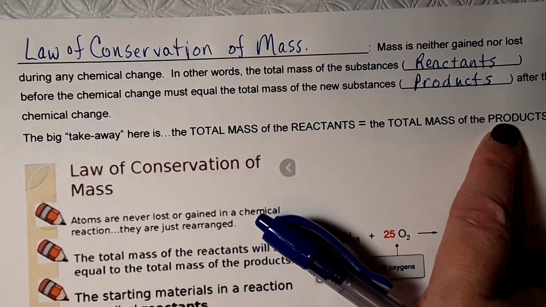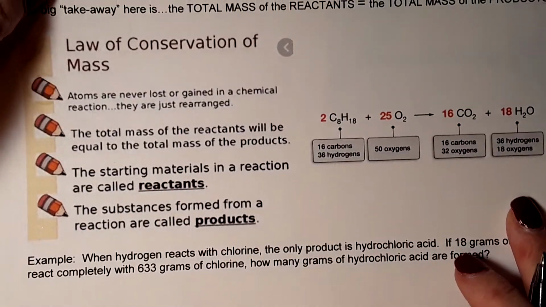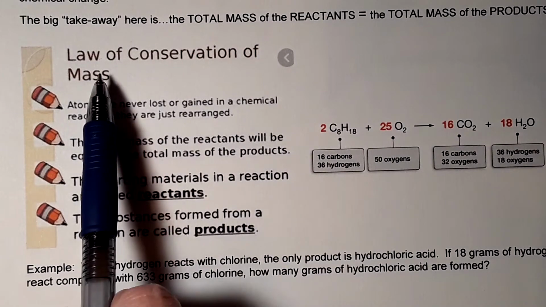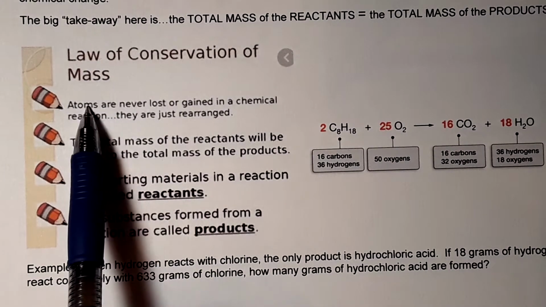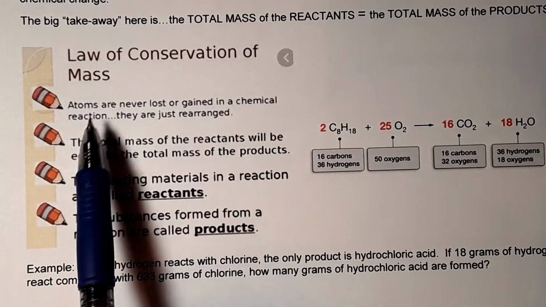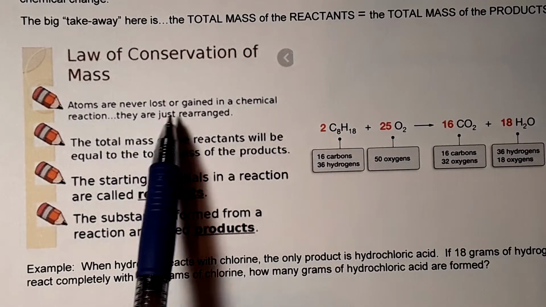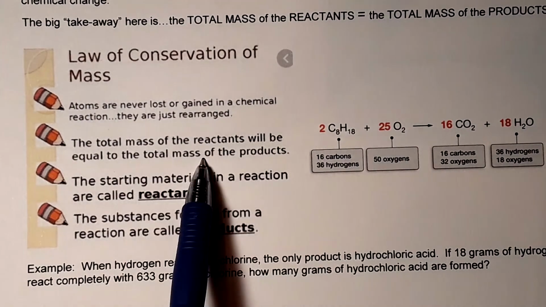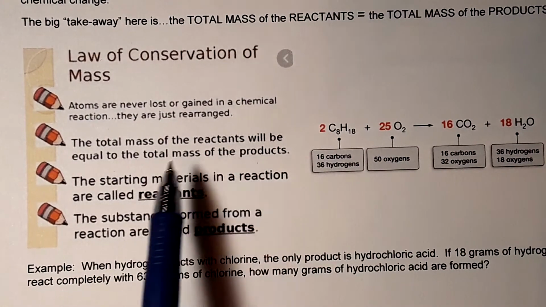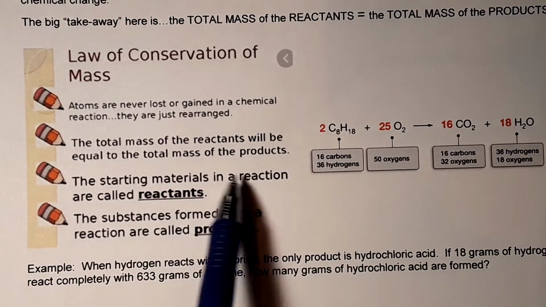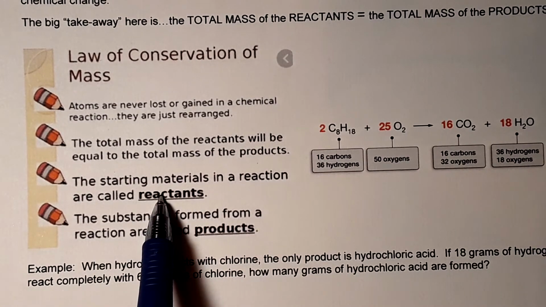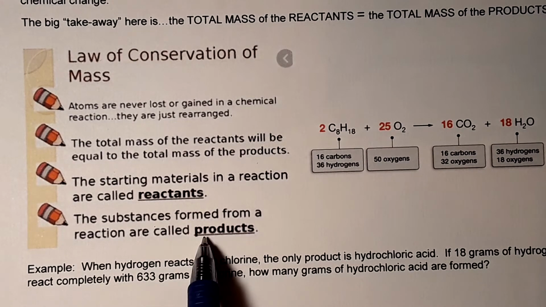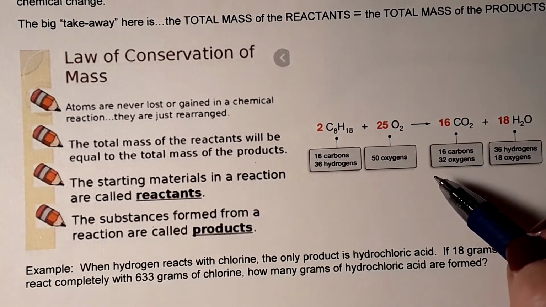of the products. In fact, here's a nice little excerpt from a PowerPoint. Notice some of the components of the conservation of mass. Atoms are never lost or gained in a chemical reaction. They are just rearranged. The total mass of the reactants will be equal to the total mass of the products. The starting materials in a reaction are called reactants, and the substances that are formed from the reaction are called products. So let's look right here for a minute.